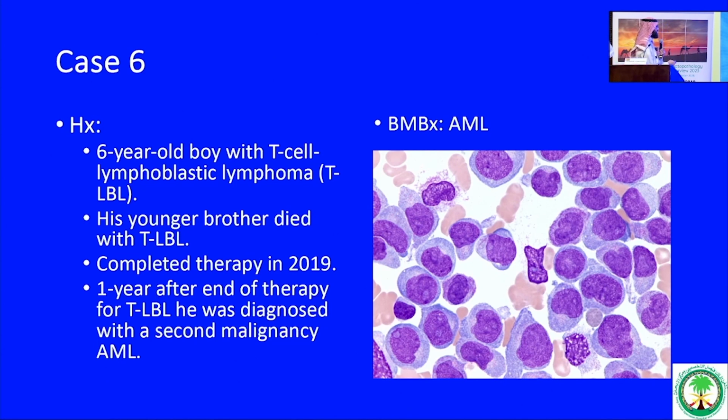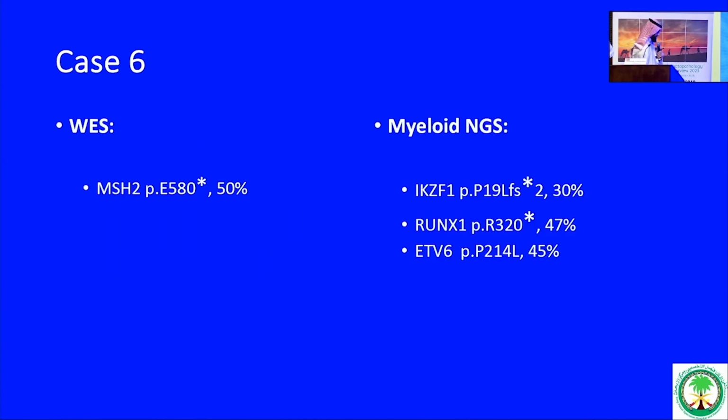This case, just quickly, is a 6-year-old boy with T-cell lymphoblastic lymphoma. His younger brother also died from T lymphoblastic lymphoma, so there is something in the family germline. After completing therapy for T-cell lymphoma, the patient developed acute myeloid leukemia. So there is something in this patient. You think about something germline.